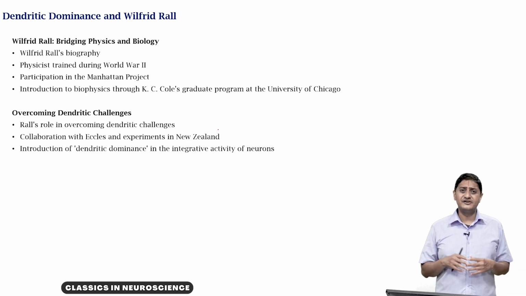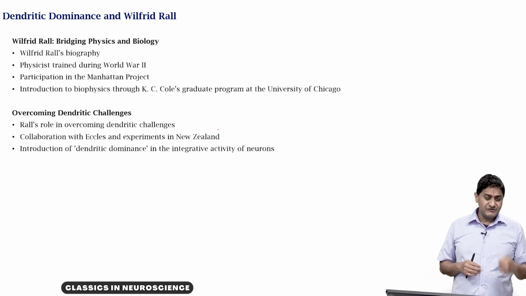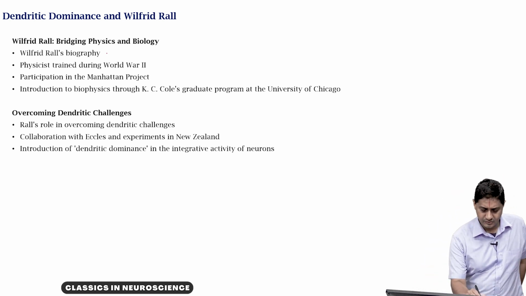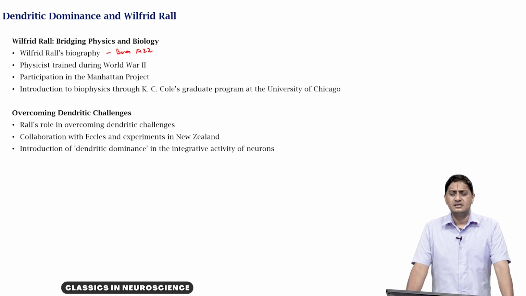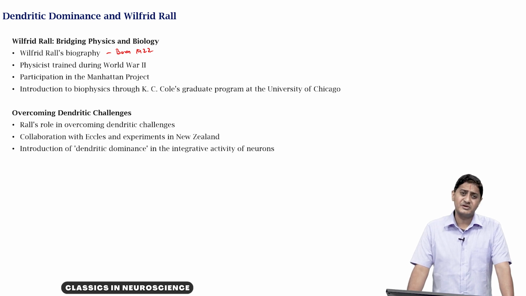This is where Wilfrid Rall came into the picture. Wilfrid Rall was born in 1922 and studied physics, and he was part of the Manhattan Project, where he worked in Chicago, and he was introduced to biophysics by Kenneth Cole's program at the University of Chicago. Remember Kenneth Cole from our previous discussions.